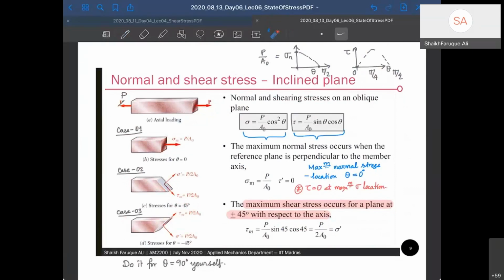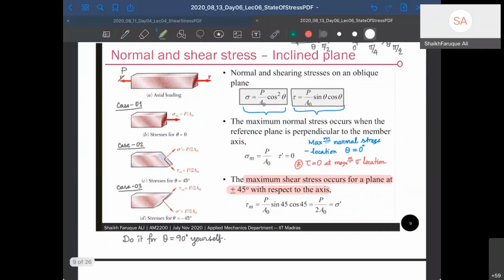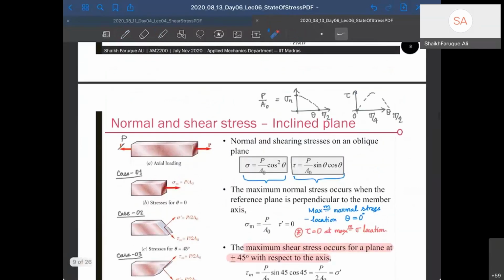The fourth case, for theta equal to 90 degree, is left for you to do. I have already told what will happen at 90 degree. Please check yourself whether that is true or not, but it is 0 here and it is 0 here. Now, normal sigma is given by P by A0 cos square theta, tau is given by P by A0 sin theta cos theta, right? So what is the maximum value?